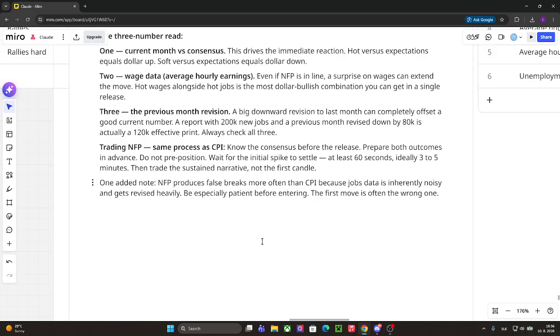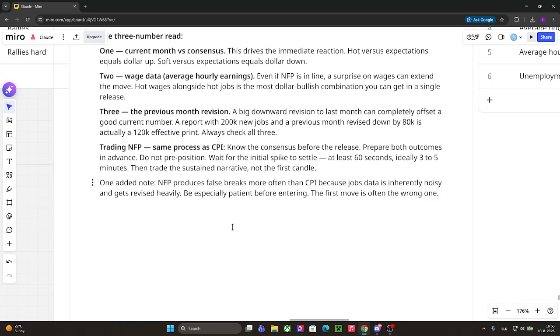Trading NFP: same process as CPI. Know the consensus before the release. Prepare both outcomes in advance. Do not pre-position. Wait for the initial spike to settle, at least 60 seconds, ideally 3 to 5 minutes. Then trade a sustained narrative, not the first candle.